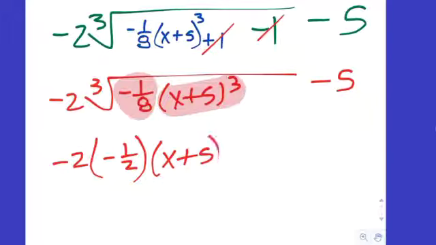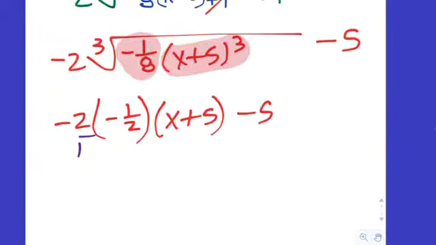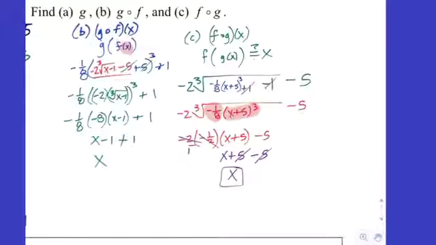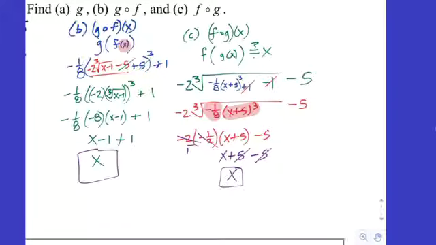X plus 5. Good. And then the minus 5 is still sitting out there. Now we can combine our like factors. Negative 2 times negative 1/2, those divide out, leaving a 1. 1 times x plus 5 is just itself, x plus 5. Minus that 5. Guess what we're going to be left with? X. So there you go. F of g of x was equal to x, which was the same thing as g of f of x.